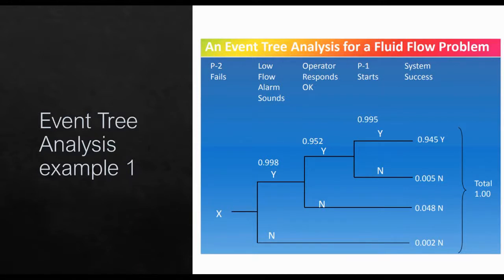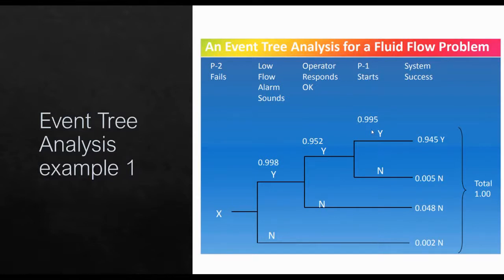So it means that here the total of this branch is equal to 1. If here is 0.5, here will be 0.5. If here is 0.3, here will be 0.7. Whatever happens, the total is always equal to 1. For example, this one, Y, for the next event, operator responds, Y is 0.952. In the other branch, no is equal to 0.048. So that means 1 minus 0.952 equals 0.048.